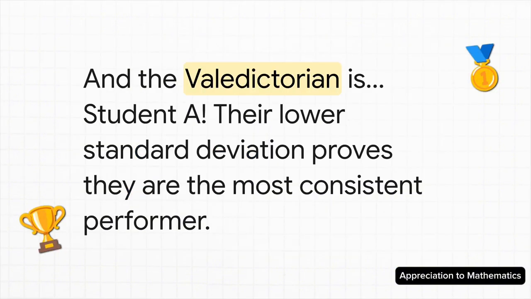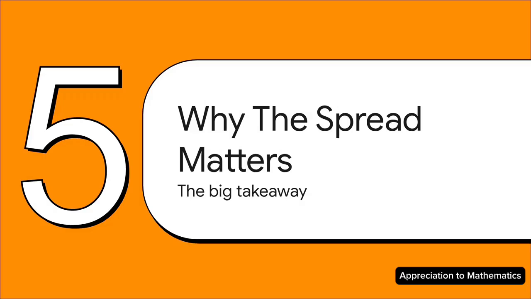So there you have it. There's our answer. Student A with that tiny standard deviation is the clear winner. They're the more consistent, the more reliable performer, and they are our valedictorian. Mystery solved. So what's the big takeaway from all this? It's that averages, on their own, can be really, really deceptive. It doesn't matter if you're looking at grades or investment returns or even sports stats. So often, the real story isn't in the average, it's in the spread.